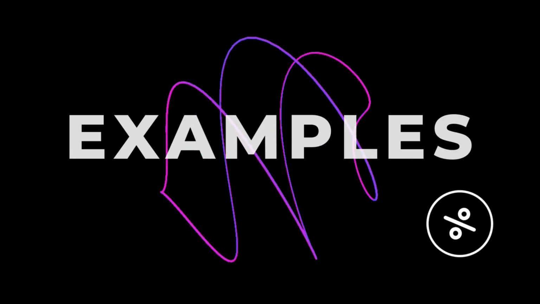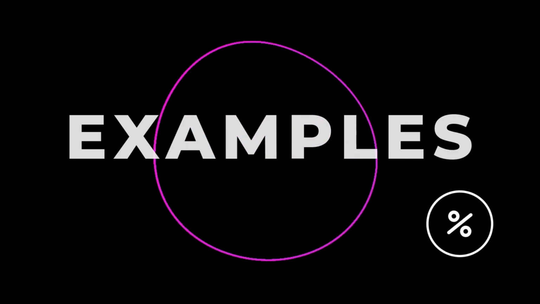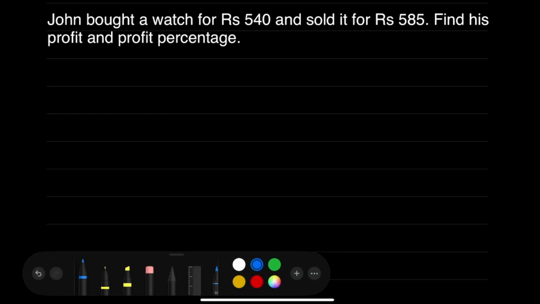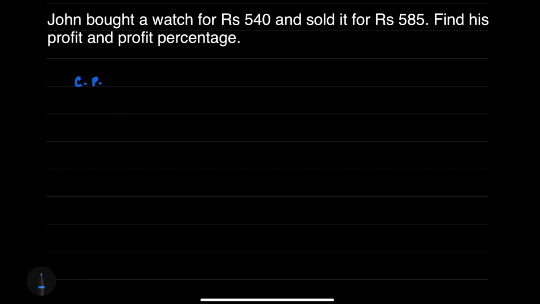Let's understand these concepts using very basic examples. So our question is, John bought a watch for 540 rupees and sold it for 585 rupees. We have to find the profit and the profit percentage. This is a very simple example. So let's get started. First of all, cost price of the watch is 540. Selling price of the watch is 585. So in this case, we are getting a profit because our selling price is greater than the cost price.